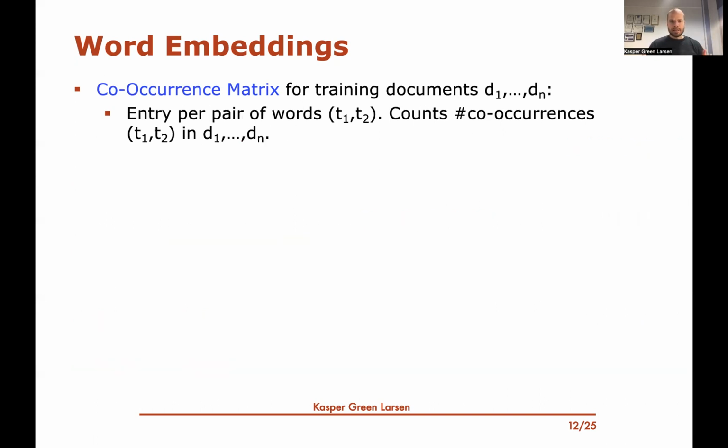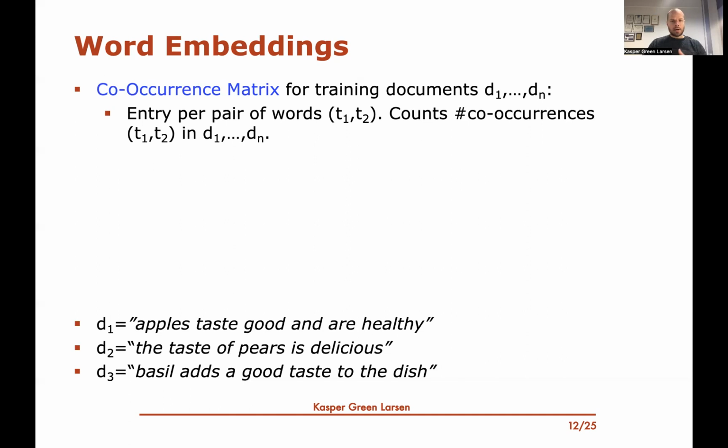Now, a co-occurrence matrix is defined from a set of training documents. So we have some data, D1 to Dn, a lot of training documents, lots of text. Maybe we've collected a lot of emails, and maybe we've gathered all of Wikipedia or something similar. In this matrix, we're going to have an entry for every pair of words, T1 and T2. This entry just stores the number of counts. It counts how many times we had a co-occurrence between these two words in all of this training data, D1 to Dn.